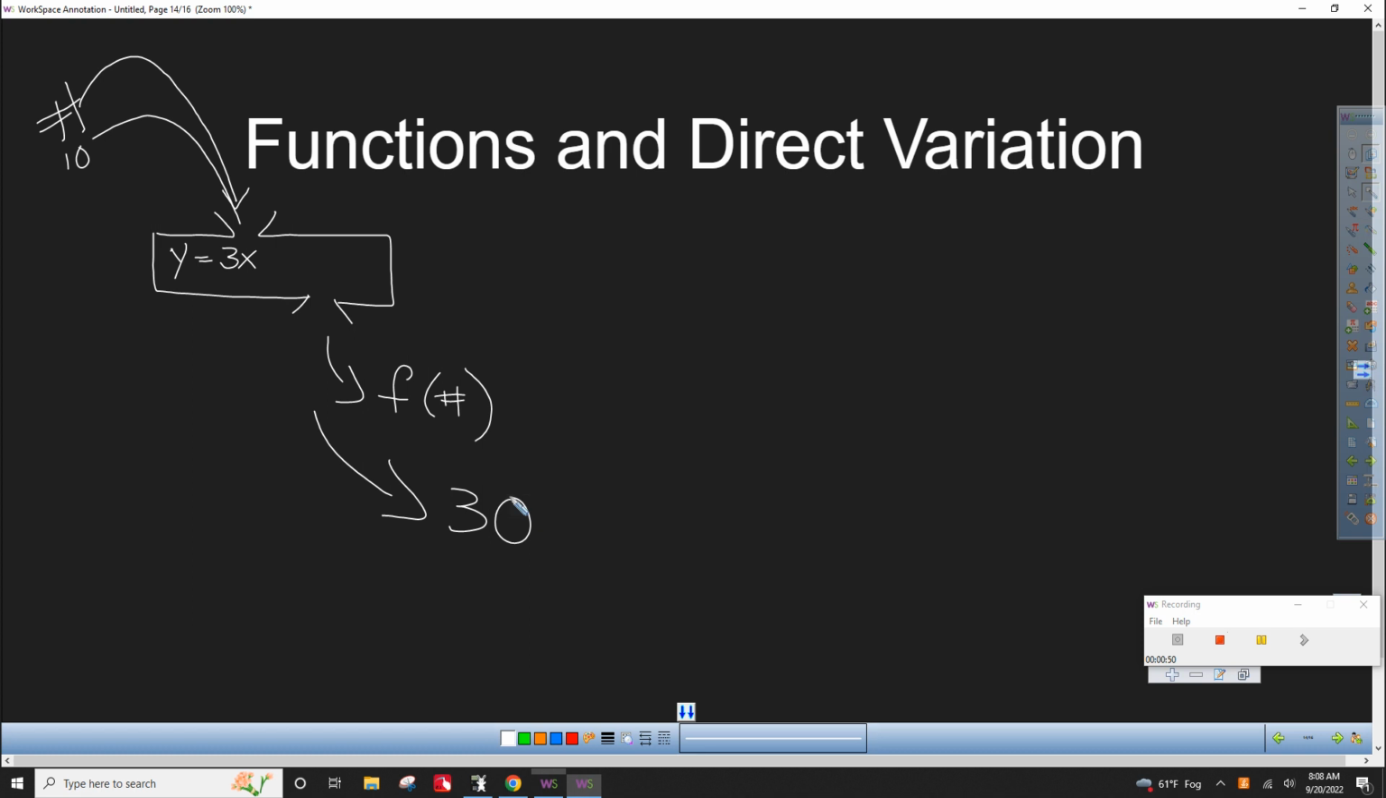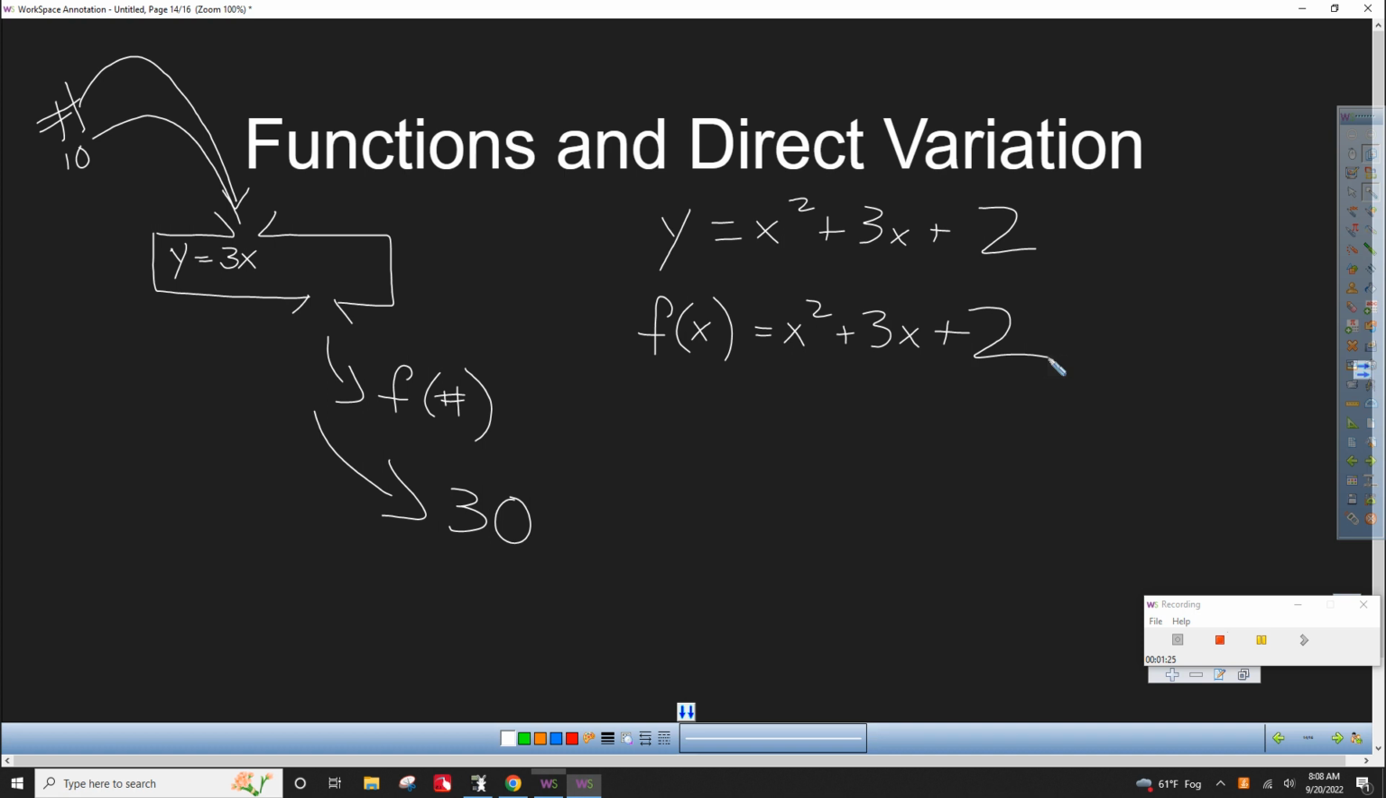If I put a 10 in later and it spits out a 20, then something's wrong and it's not a function. So we'll talk about that, okay? A lot of times for a function, instead of saying y equals something, you will see it written in function notation. These two things indicate the same thing, okay?